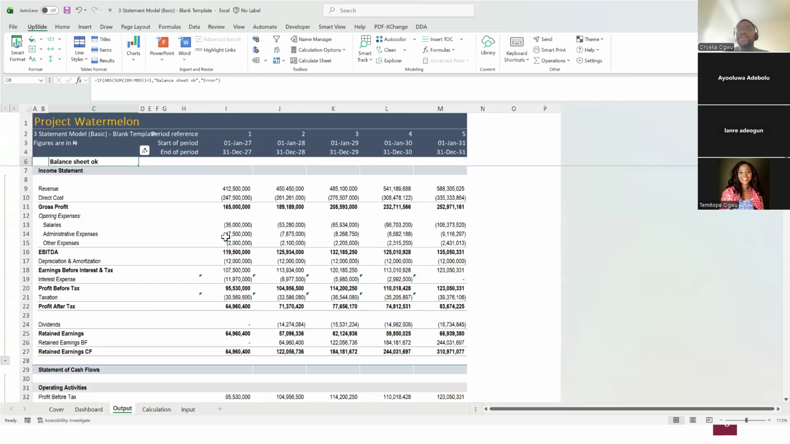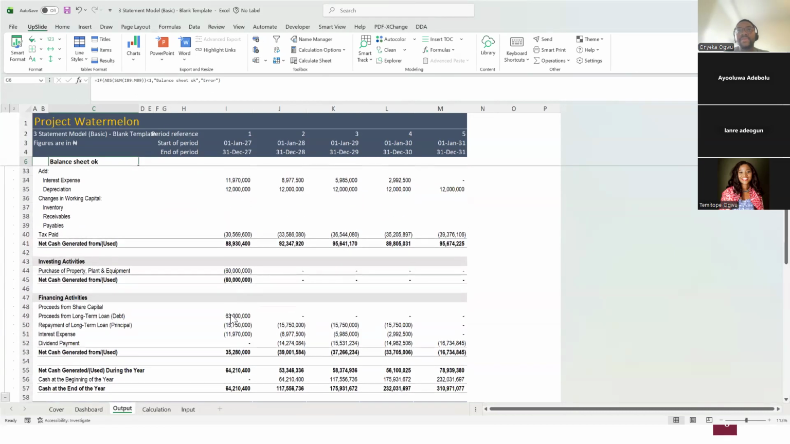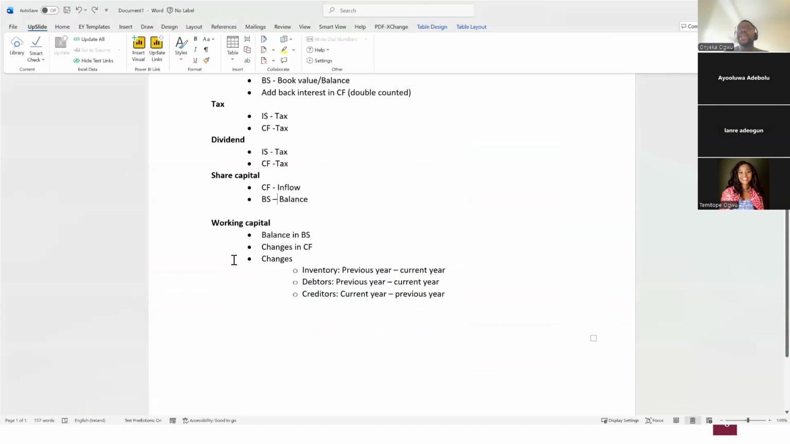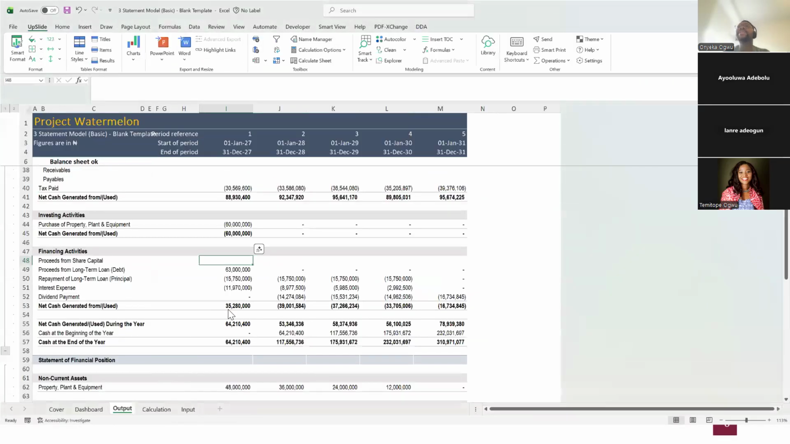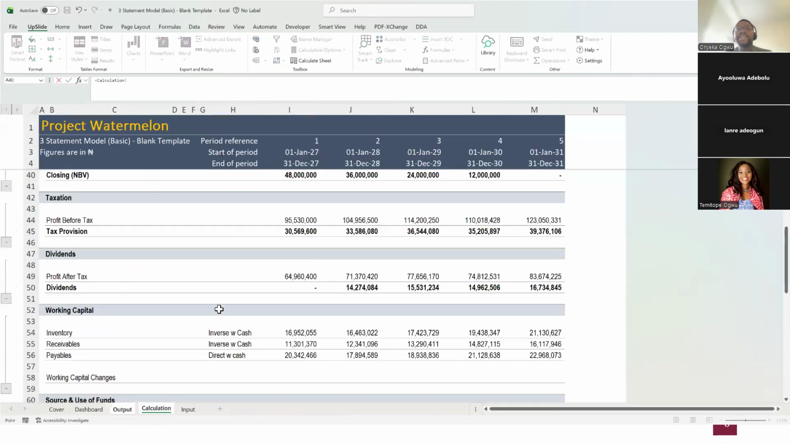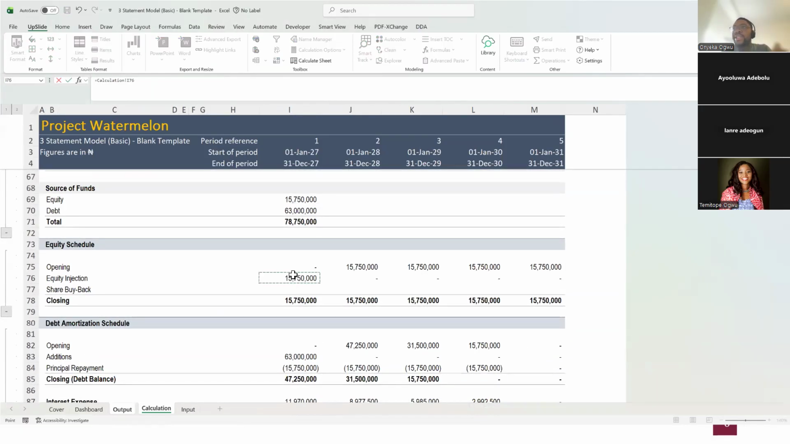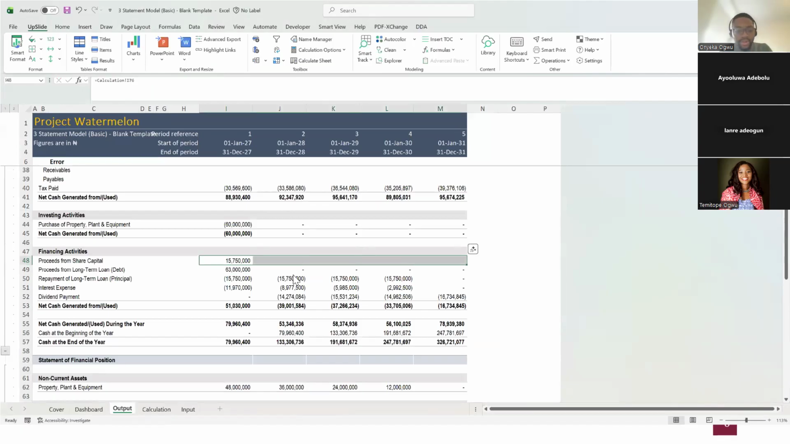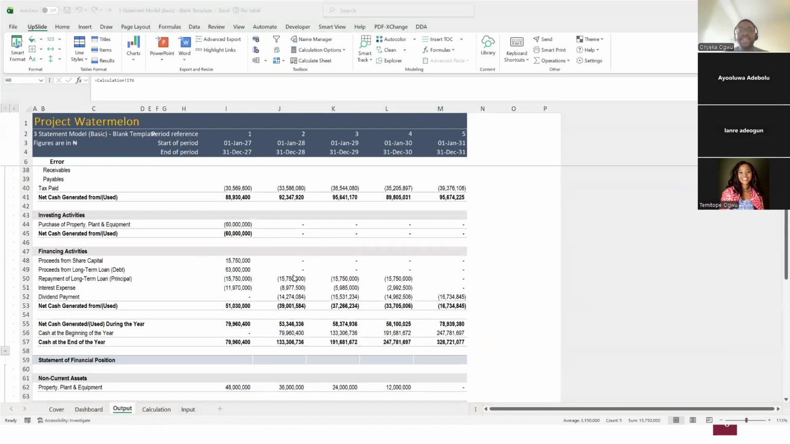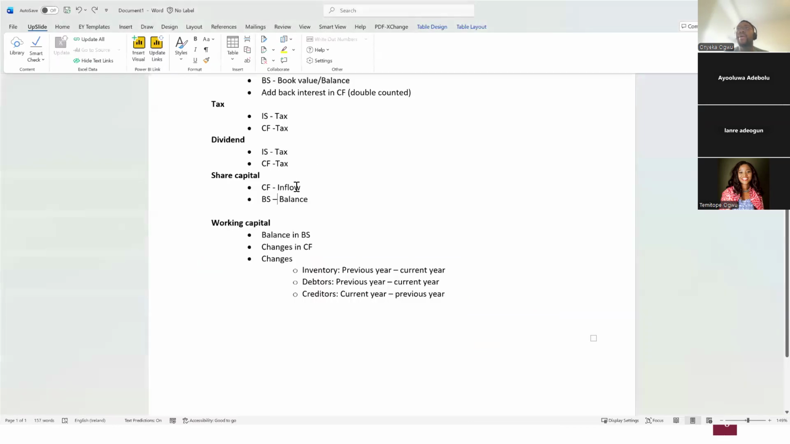So share capital, let's go to cash flow, right? Cash flow, that's here. So share capital, the inflow goes to cash flow statement. Share capital means the amount of money that was invested in the business, the equity, right? Is that money coming in or going out? Coming in, right? So that's equity injection. So this amount of money is coming in, so it's positive, right?